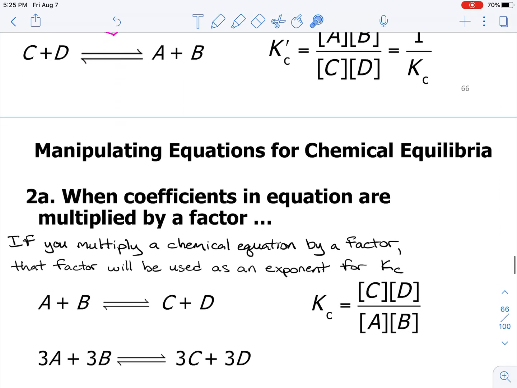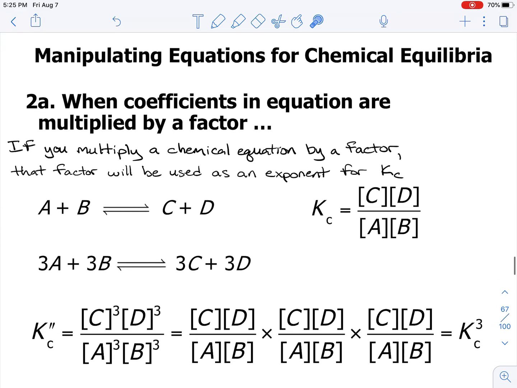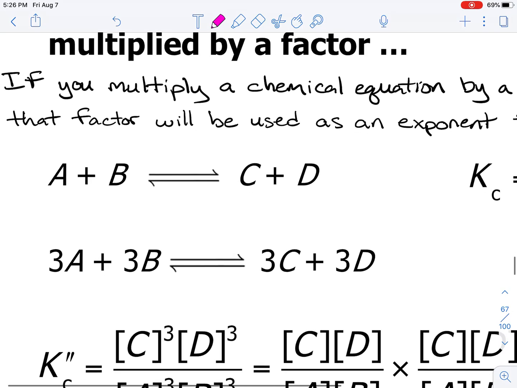All right, so let's go ahead and talk about what we need to do to Kc if we multiply or divide the chemical equation by some factor. And so if you multiply a chemical equation by a specific value, then that value will be used as the exponent for the equilibrium constant. And so let's go ahead and better understand why.